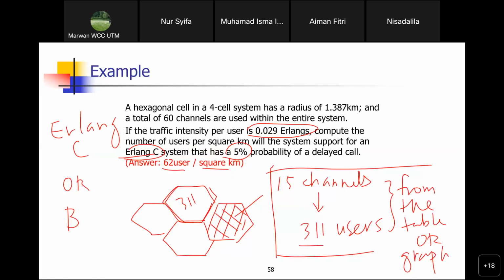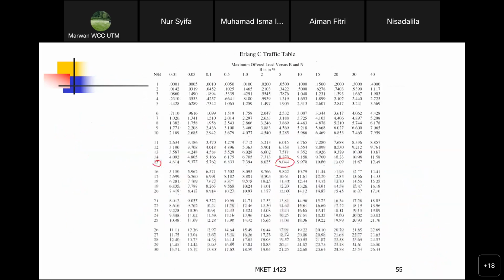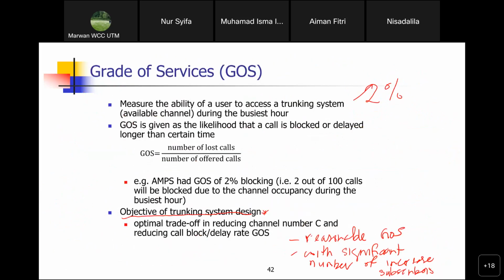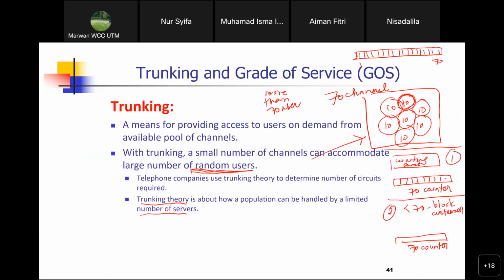So with that, I cover the last topic, one of the techniques for how we can increase the number of users per cell, because the idea now is we want to serve more users. So this is trunking: a small number of channels can accommodate a large number of random users. For example, just now, with 15 channels, we can serve 300 users by introducing a 5% delayed system, Erlang C. So with that number, you should be able to increase the number of users.